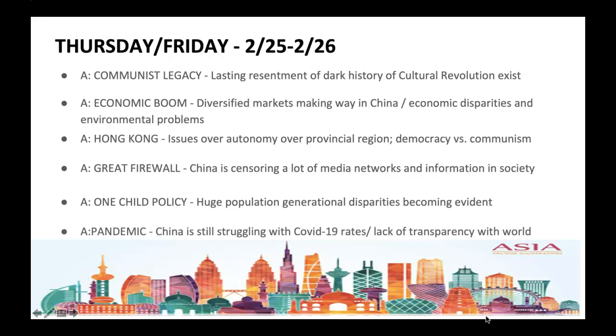And last but certainly not least, the pandemic has caused huge problems for not only China, but of course the world. China in particular, though, is still struggling with COVID-19 rates, and I would argue that they're mostly struggling with the lack of transparency with the world. There's a reason why a lot of mystery still surrounds China and COVID-19. Only time will tell how China handles these diversified issues.